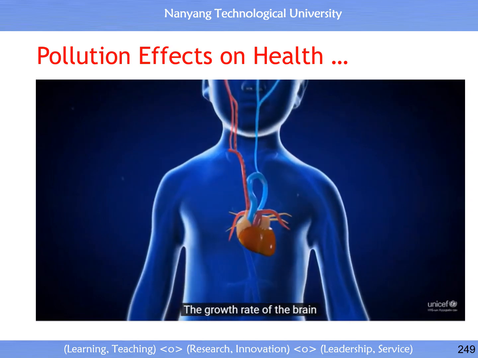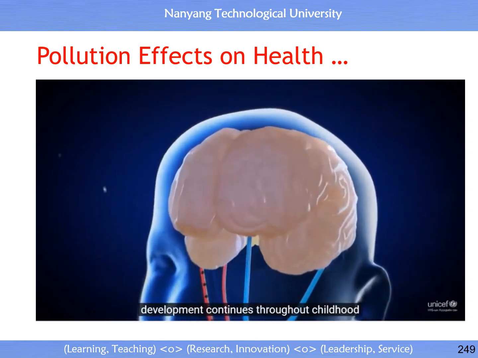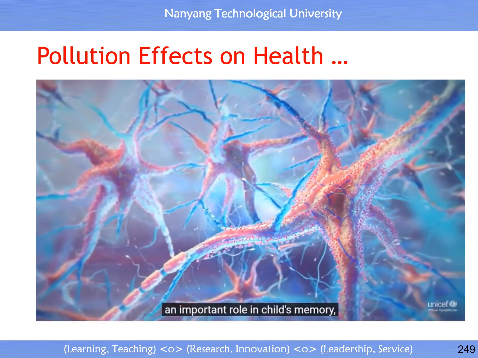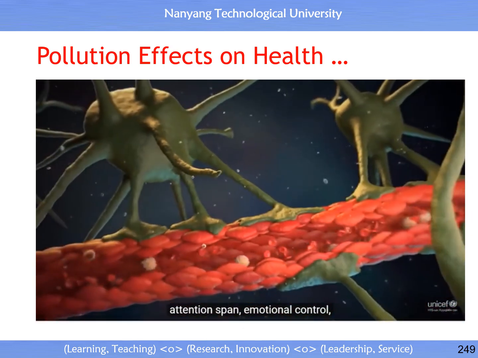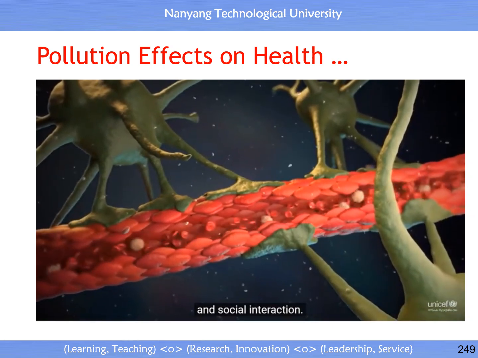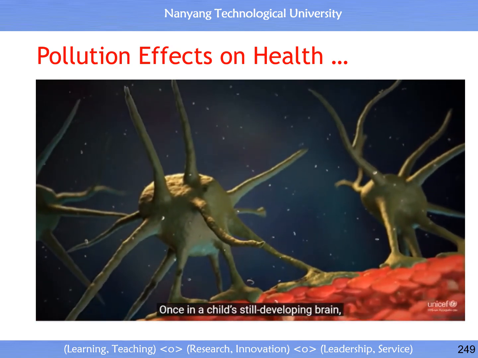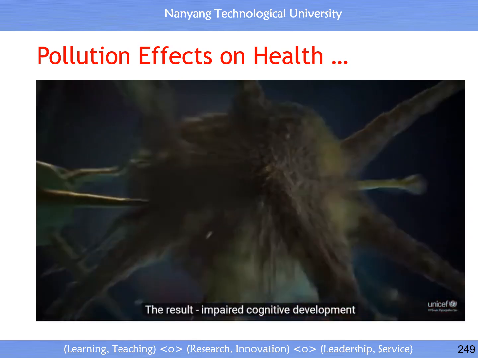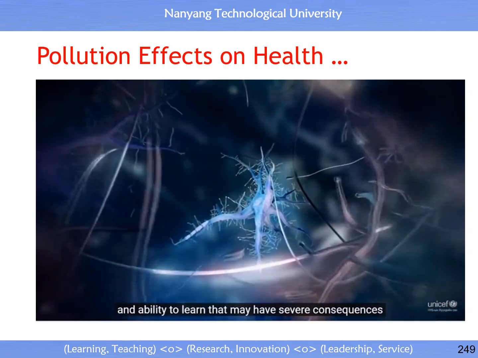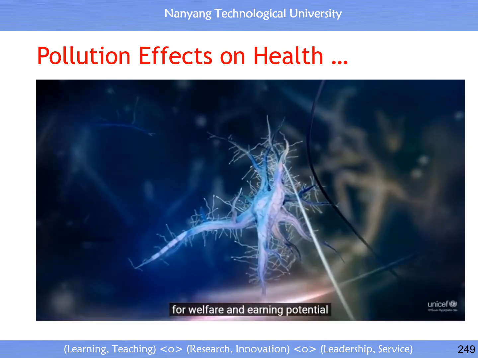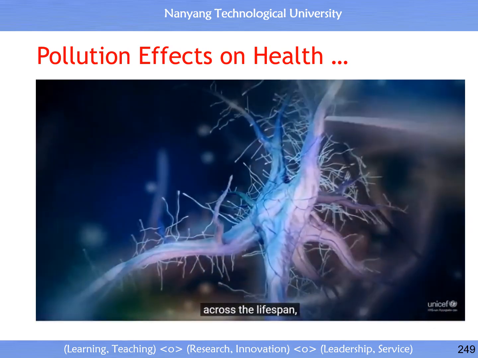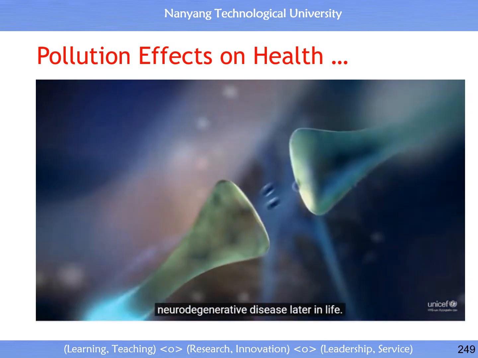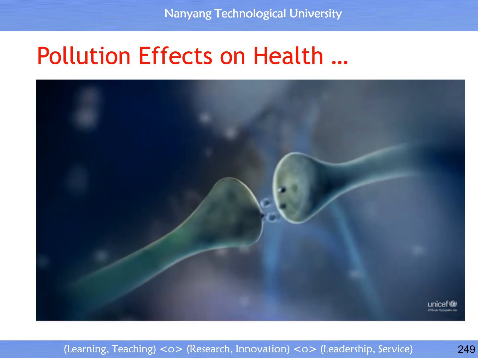The growth rate of the brain is highest around birth, but development continues throughout childhood and adolescence, playing an important role in a child's memory, attention span, emotional control, and social interaction. Once in a child's still developing brain, particulate matter damages brain cells. The result: impaired cognitive development and ability to learn that may have severe consequences for welfare and earning potential across the lifespan, and may accumulate, resulting in neurodegenerative disease later in life.